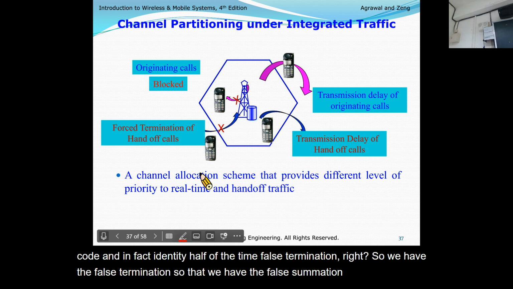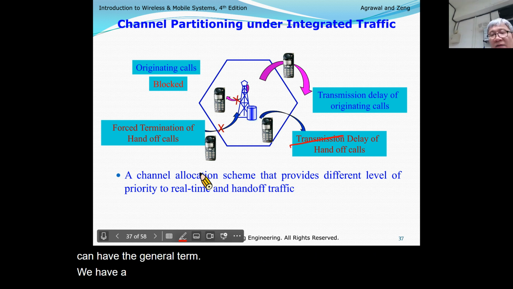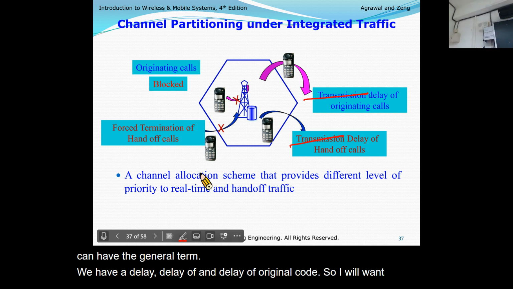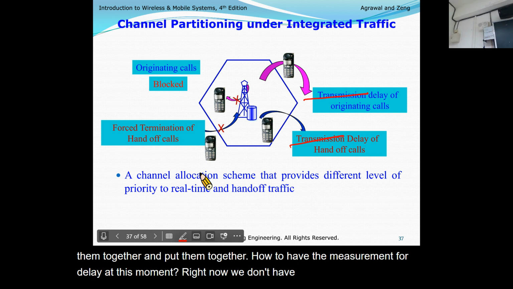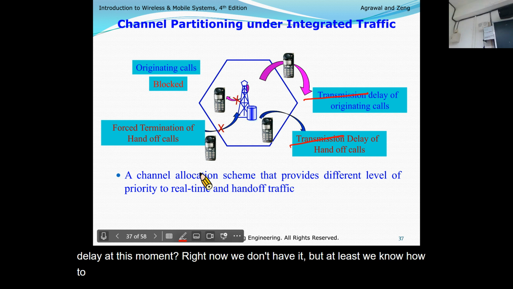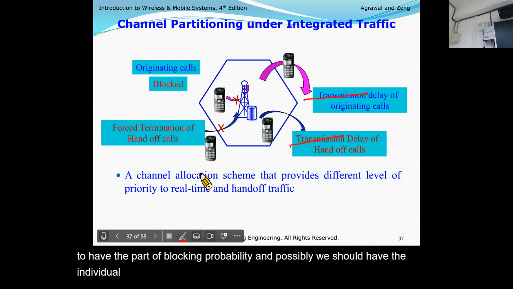And actually, we have a delay. It doesn't mean transmission delay simply. We can have the general term, delay: delay of handoff code and delay of originating code. So we want to put them together, and how to have the measurement for delay. At this moment we don't have it, but at least we know how to have the blocking probability. And possibly we should have the individual probability regarding the false termination probability. So how to have that one.